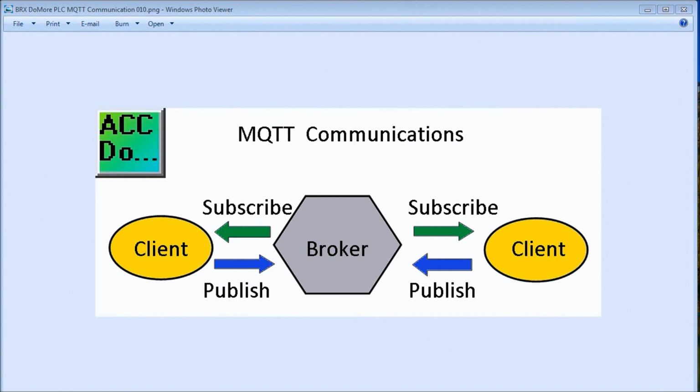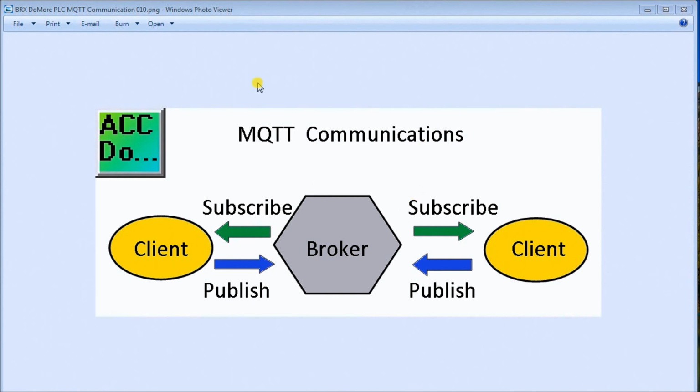So we will be installing a Windows-based broker called Mosquitto, and the Do More PLC will be one of the clients publishing and subscribing to the MQTT broker. And then we're going to be using MQTT Lens, which is a Chrome browser application that will be the other client publishing and subscribing to the MQTT broker as well. Now each client will share information, so let's get started here.